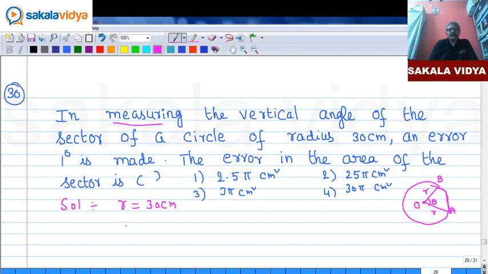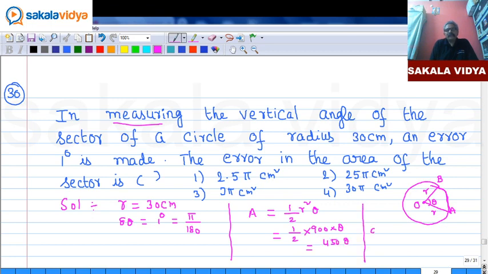So, next error delta theta is equal to 1 degree. 1 degree is equal to pi by 180 radians. Area of the sector is half r square theta. R is fixed constant, it won't change. So, half into r square, 900, into theta. This equals 450 theta. Now differentiate with respect to theta. Delta A by delta theta equal to 450.